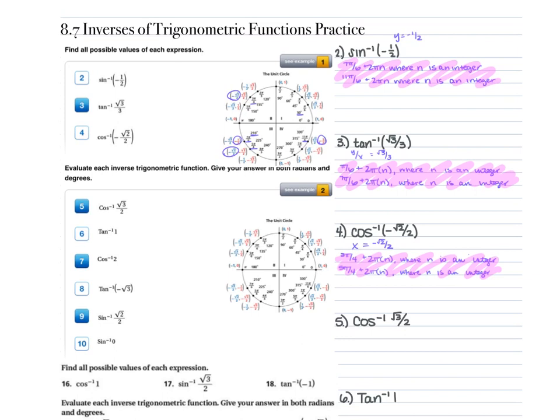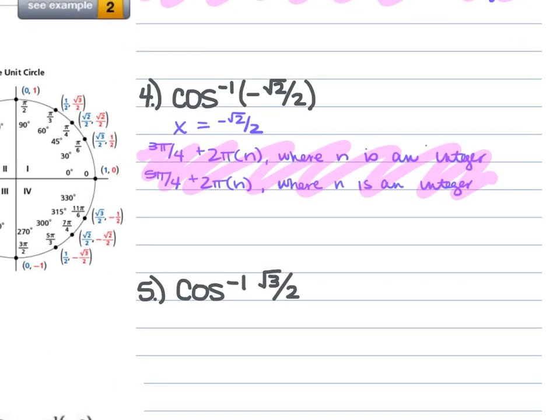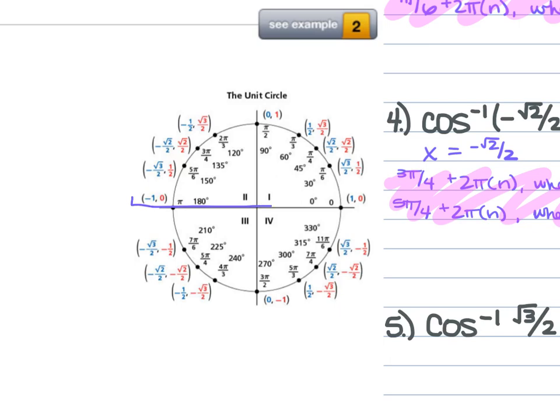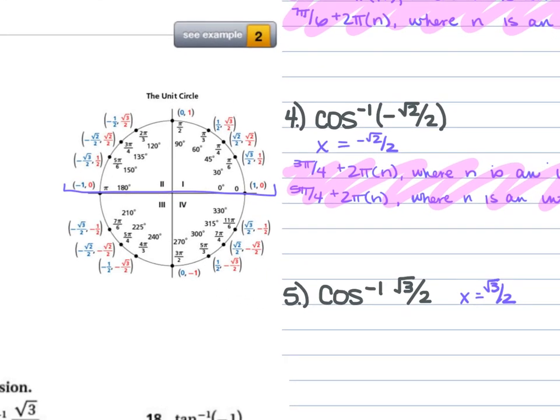For the next part of this practice, we are evaluating each inverse trigonometric function, and we're giving our answer in both radians and degrees. So this one is our dead giveaway that we are working with these restrictions when it tells us to evaluate. So for number 5, we have the inverse of cosine of the square root of 3 over 2. So where is x? This square root of 3 over 2. And remember, that's just our first and second quadrant here for cosine. So where x is the square root of 3 over 2 is this pi over 6 and the 30 degrees. So we're going to give both pi over 6 and 30 degrees.